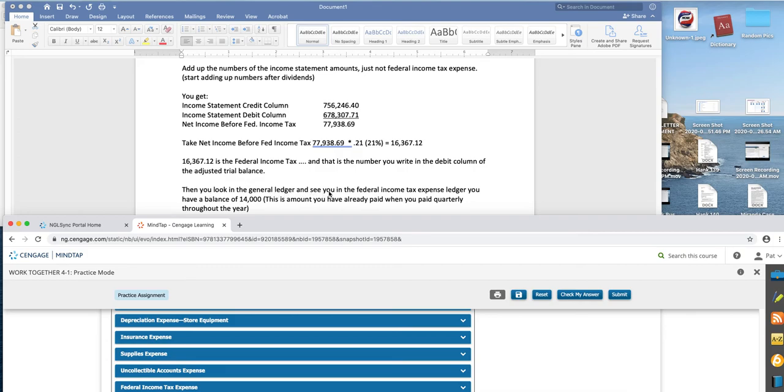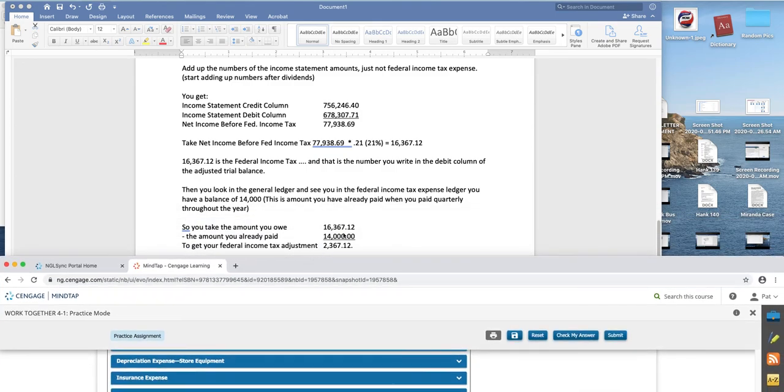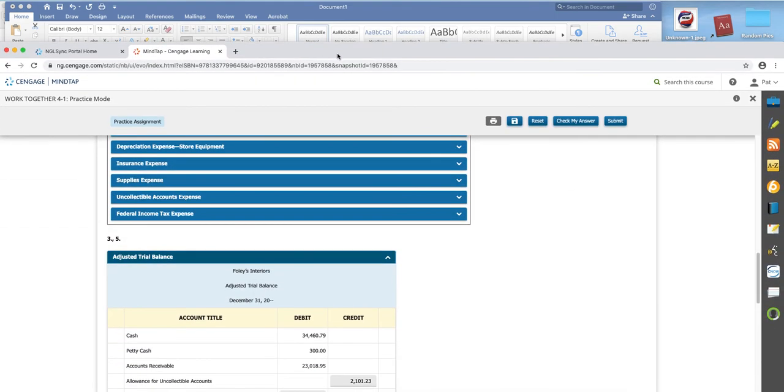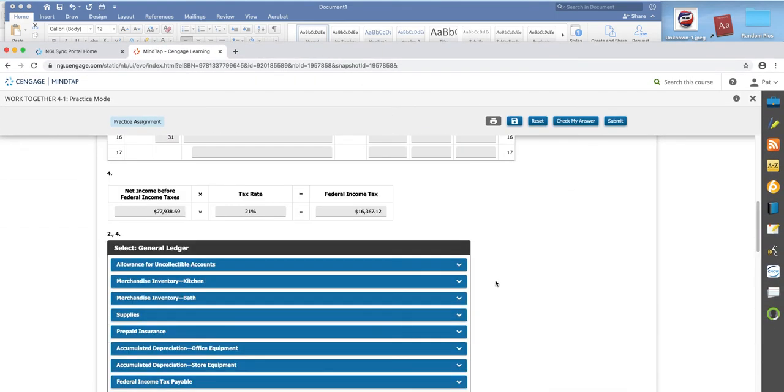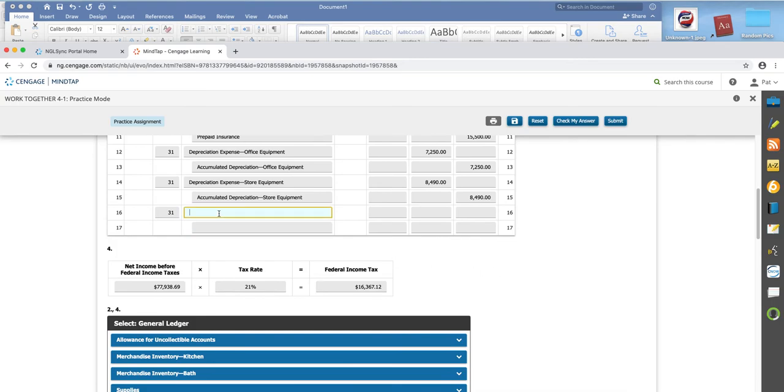You take a look in the general ledger. You see the federal income tax ledger. You have $14,000. That's the amount you've already paid quarterly. So you take the amount you owe, which we found, minus what we've already paid, the $14,000 we estimated we paid quarterly, and this is our federal income tax adjustment, $2,367.12. So when we get to our adjusting entries, we will debit federal income tax expense $2,367.12, and we credit federal income tax payable.